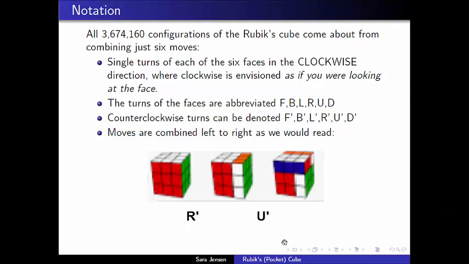So just so you are aware, in this video, if I see R primed, U primed, we're going to think of it as first taking the cube and rotating the right face counterclockwise, and after that, taking the upper face and rotating it counterclockwise. So that's the convention that we're going to follow there.